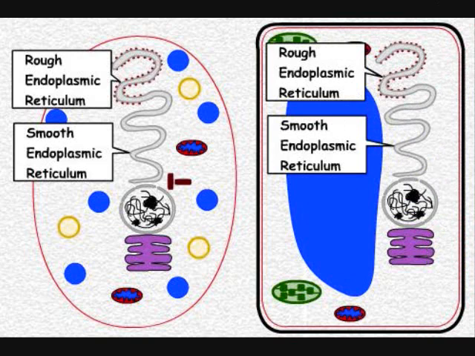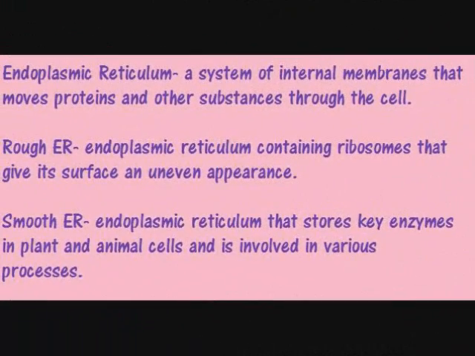Endoplasmic reticulum. There are two kinds, which are rough ER and smooth ER. Endoplasmic reticulum is a system of internal membranes that moves proteins and other substances through the cell. Rough ER is an endoplasmic reticulum containing ribosomes that give its surface an uneven appearance. Smooth ER is an endoplasmic reticulum that stores key enzymes in plant and animal cells and is involved in various processes.